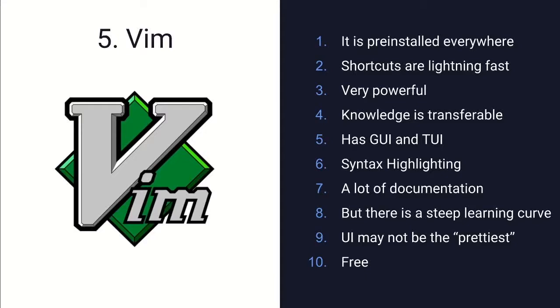Number 5 for me is Vim. The reason why is it is pre-installed everywhere, so on any machine that you go to, it is there. And the shortcuts are lightning fast. Once you know how to use them, everything else seems a lot slower. So it is very powerful. The knowledge of using Vim is so transferable because a lot of other text editors, such as Atom, for example, use the shortcuts under its hood.